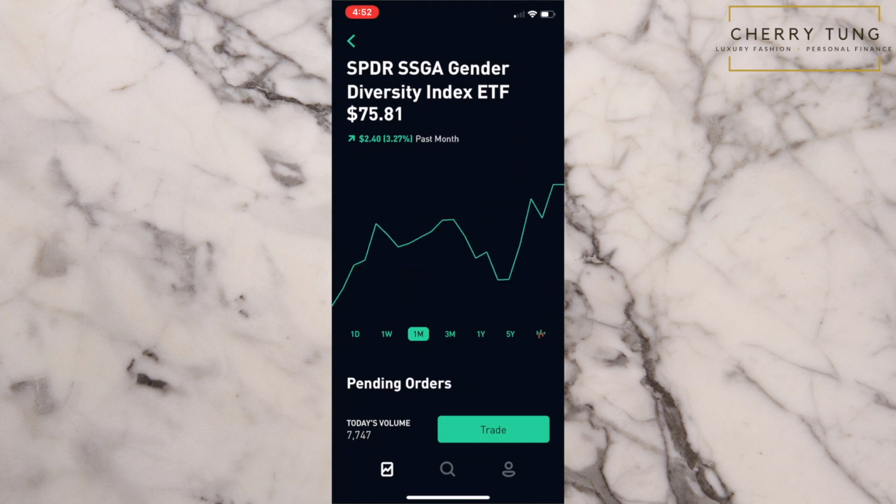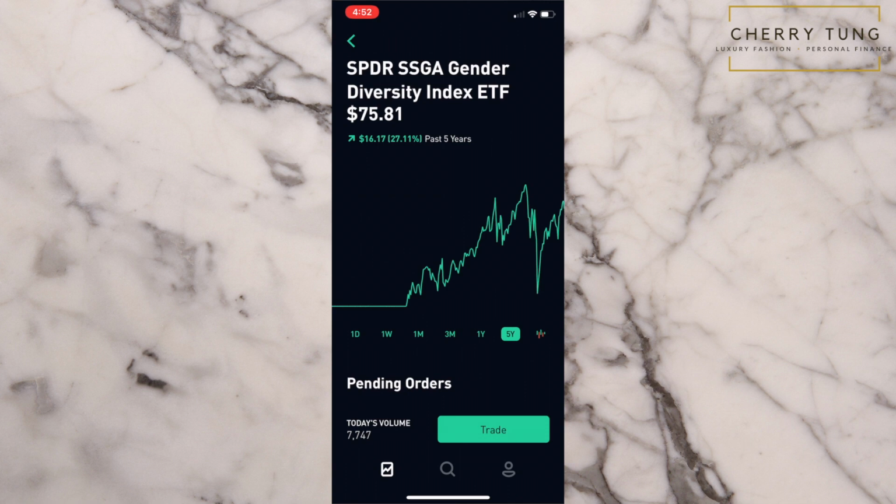And you can see the performance of this stock in 1 week, 1 month, 3 months, 1 year, and 5 years. It's been doing pretty well. It's almost all gains. But of course, because this is an index fund, it is not as volatile as an individual stock. So it will not gain you as much money, but it will probably not lose you as much money, because risk and return are proportional.